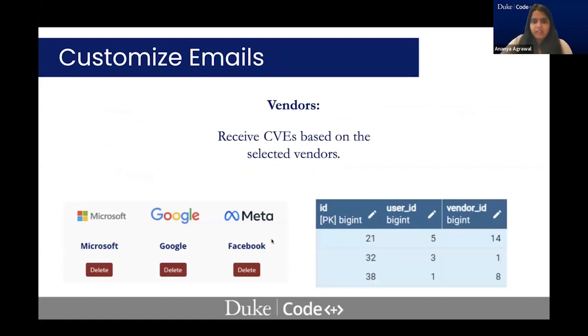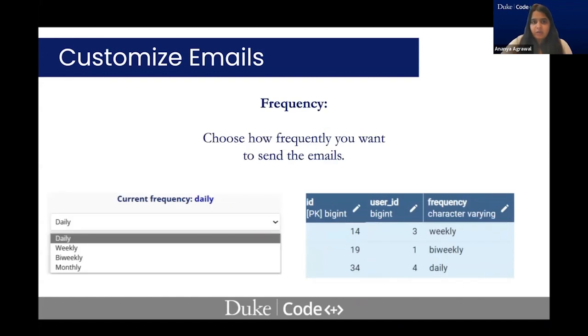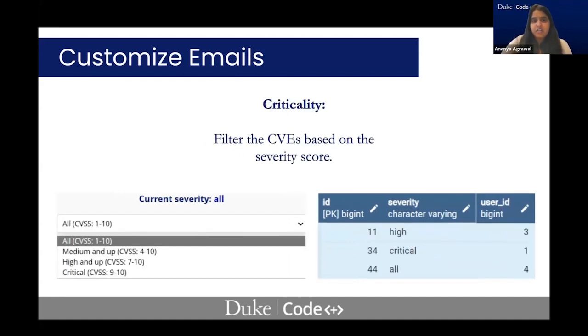Essentially, there are multiple ways through which a user can edit their notification preferences. The first one is vendors, so users can select the vendors that they want to receive notifications about. The next one is frequency. Users can select how frequently they want to receive their emails. It can be weekly, bi-weekly, daily, or monthly. And the last one is criticality. There's a filter to choose CVEs based on their CVSS score.